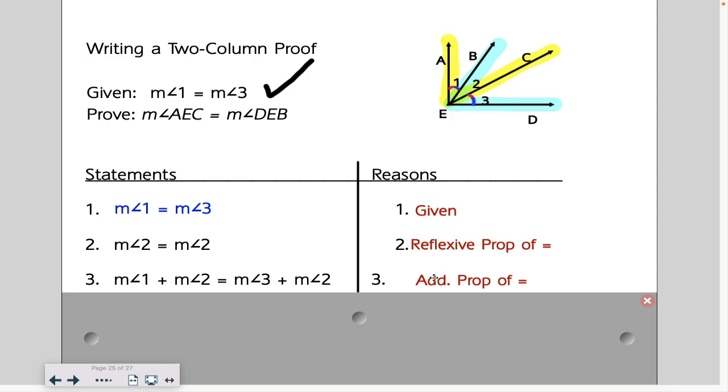Why do we have to state that measure of angle 2 is equal to measure of angle 2? So we can properly add it to each side. Otherwise, we wouldn't have been able to do that. Okay?